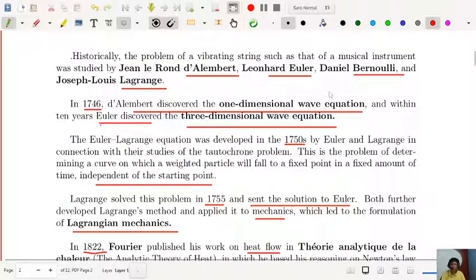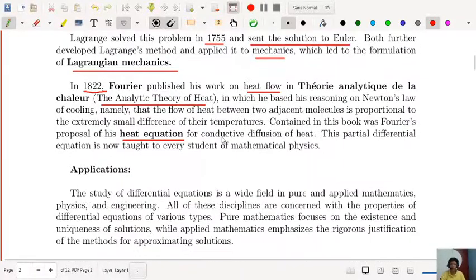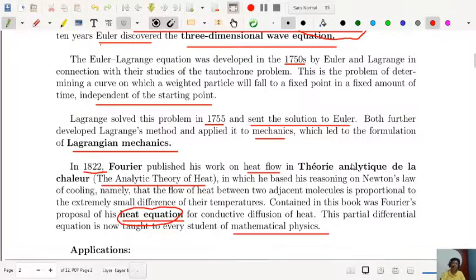Here you have observed the development of the wave equation, which is a partial differential equation, and here is the development of the heat equation, of a conductive diffusion of heat. This partial differential equation is now taught to every student of mathematical physics and especially applied mathematics. So this is the short historical journey of the development of differential equations.